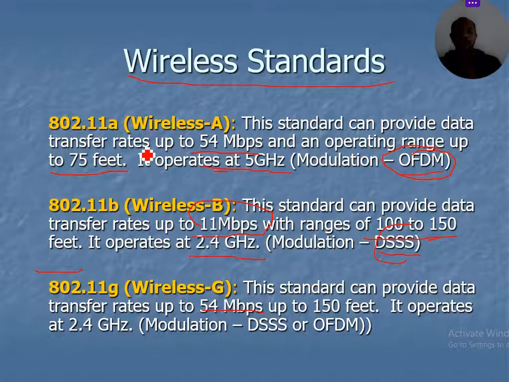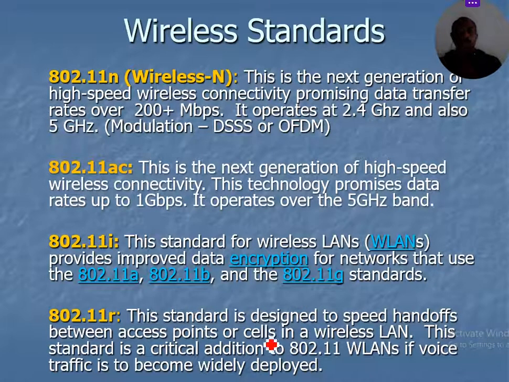It takes the 54 of A and also takes the distance of B. The 54 of A and the distance transfer rate of B, which is about 150 feet. It operates in the 2.4 gigahertz bandwidth, and the modulation technique is either DSS or OFDM. So you can either use the direct sequence spectrum or use the orthogonal frequency division multiplexing. Okay, so you can see G is an improvement of A and B. It's a dichotomy between A and B.